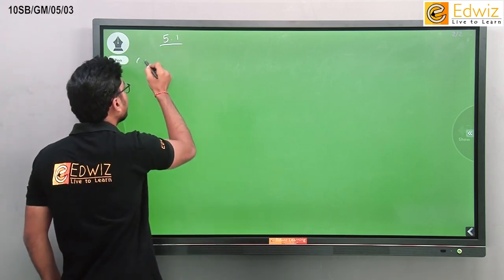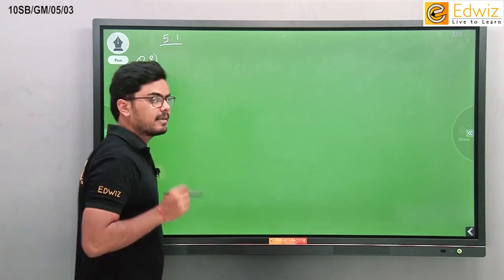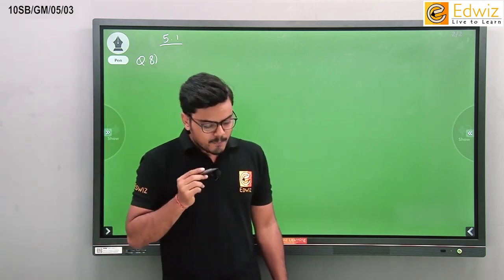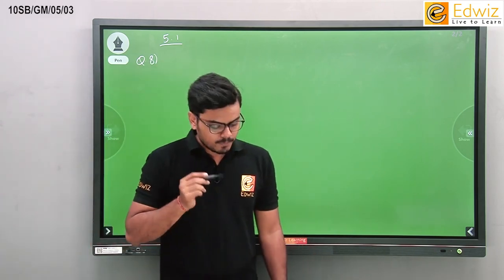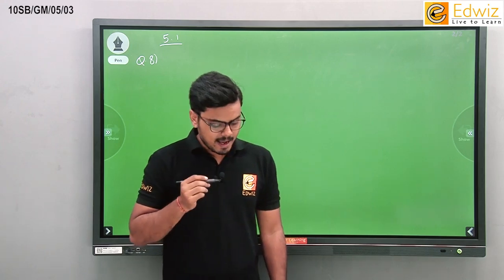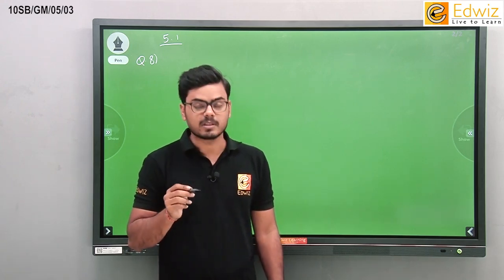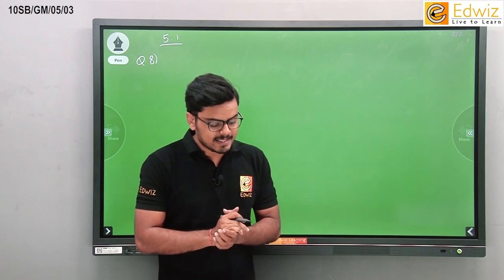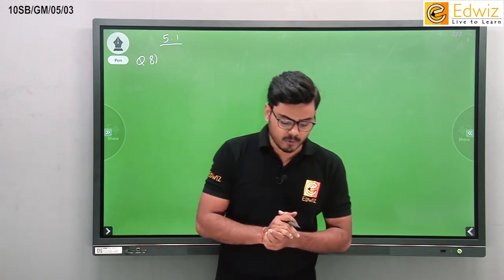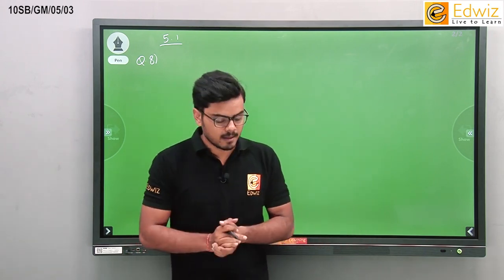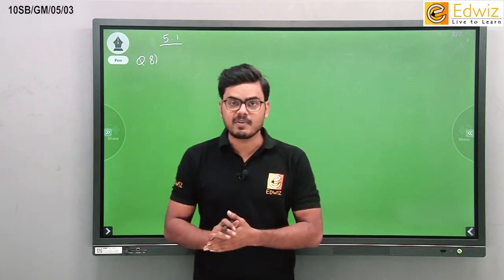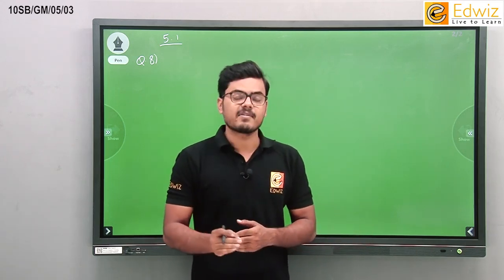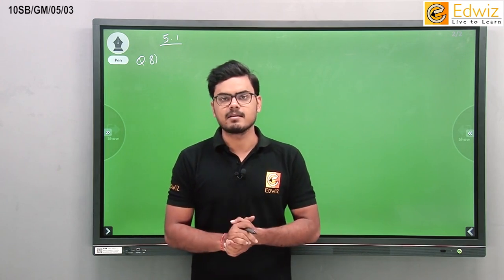5.1 question number 8. I'll read the question. Show that the points A 1,2, B 1,6 and C 1 plus 2 root 3, 4. So there is a point C 1 plus 2 root 3, 4, which is the only tricky part here. Okay, there are 3 points A, B and C. We have to prove that these are vertices of an equilateral triangle.